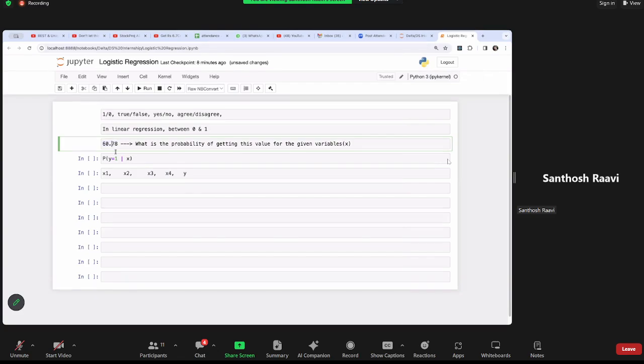Okay, so it's a probabilistic approach here in logistic regression. Now let's understand how we can derive this particular logistic regression from linear regression. We know the formula for linear regression: y is equal to b0 plus b1 x1 plus b2 x2 plus b3 x3 plus, and so on, plus bn xn. This is the formula for the linear regression line.